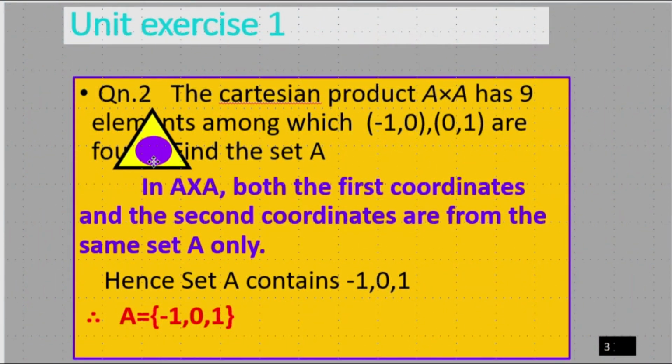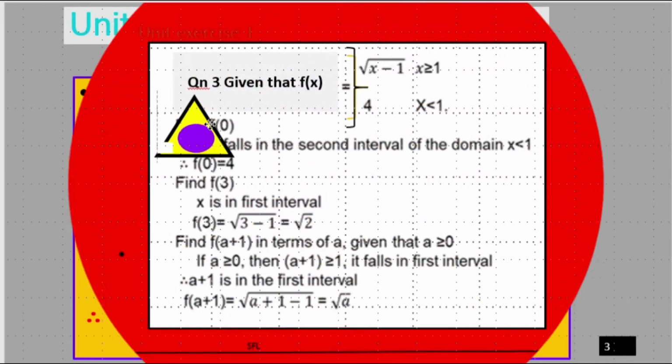Question number 2 of unit exercise. The Cartesian product A × A has 9 elements, among which (−1, 0), (0, 1) are found. Find the set A. Since this is A × A and the number of elements is 9, A will have 3 elements. Two ordered pairs are given. Here, first coordinates and second coordinates all are from set A only. Therefore, −1, 0, 1. 3 elements. Hence, this will form the set {−1, 0, 1}.